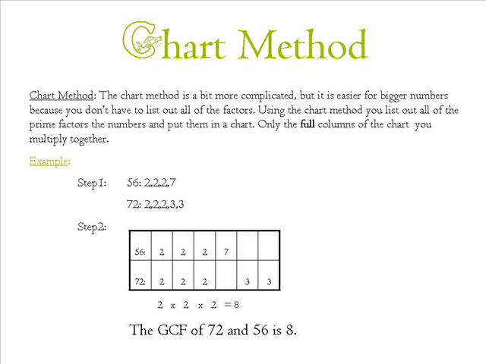Example. Step 1. You list out all the prime factors of 56 and 72. Step 2. You put them in a chart. The full columns of the chart are 2, 2, and 2. When you multiply those together, you get 8. The GCF of 72 and 56 is 8.